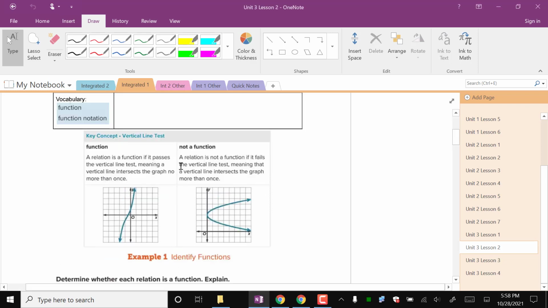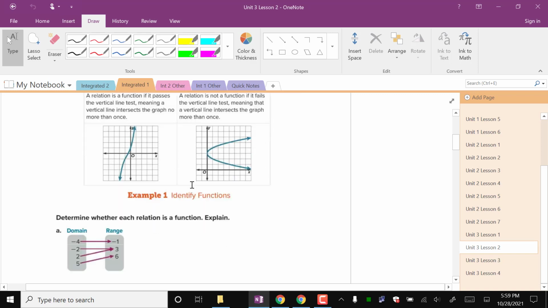It's a function if, for the vertical line test, when you draw a line straight down, it goes through the graph only once. Whereas over here, it's not a function because if I draw a vertical line, it'll go through the graph more than once. So the idea is for every input, we have one and only one output, meaning the values we put into our function, we only get one number that comes out of it.